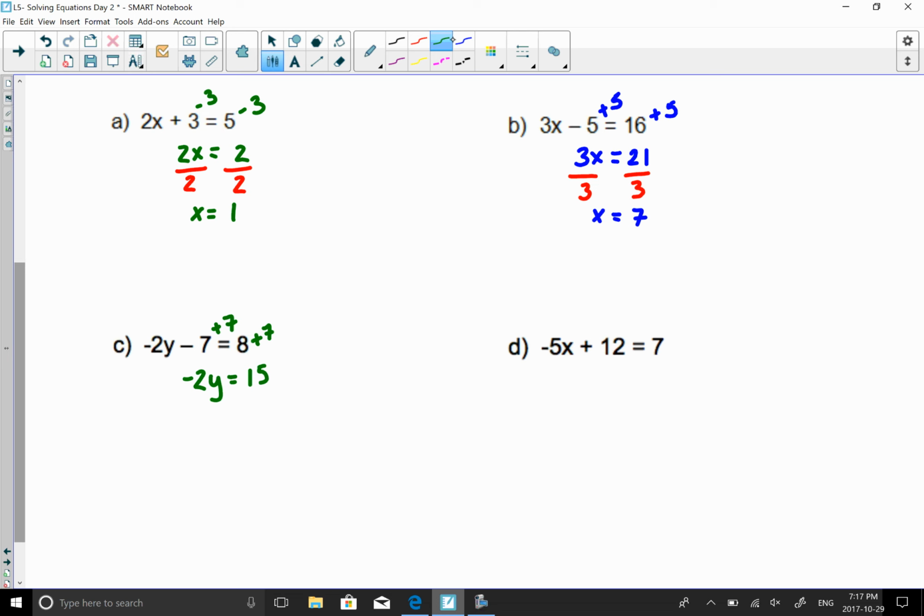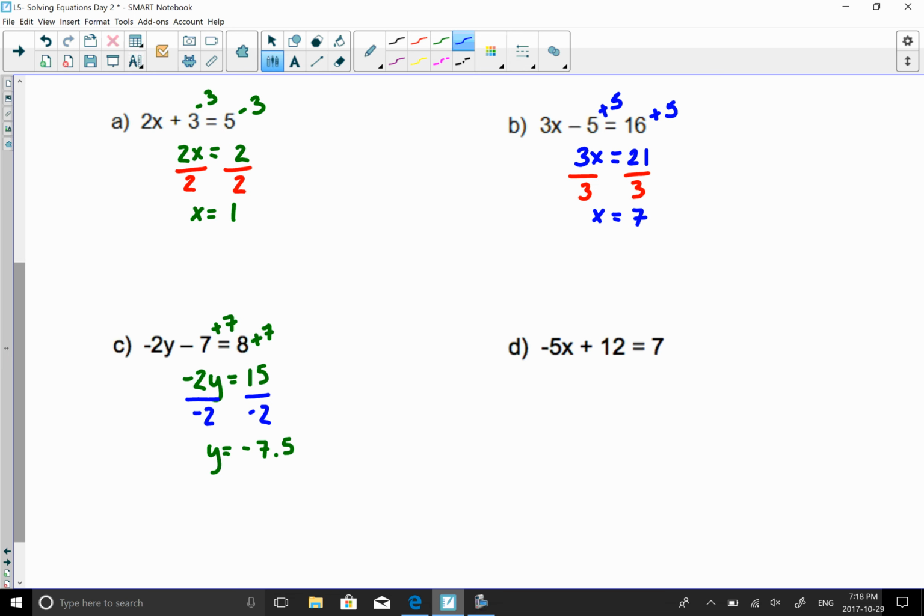Okay. Divide both sides by negative 2. And this one gives us a decimal. y is equal to negative 7.5. Leave it as a fraction, or you can turn it to decimal. So if I plug that in here, I will get negative 2 times negative 7.5 becomes positive 15. 15 minus 7 is 8. So I just checked my work to make sure my answer was correct.